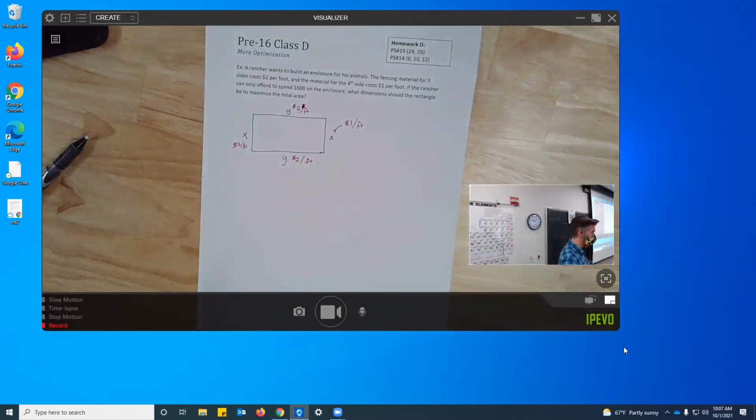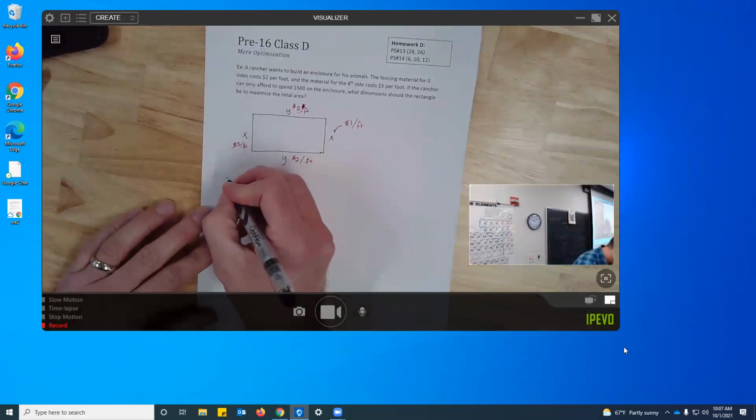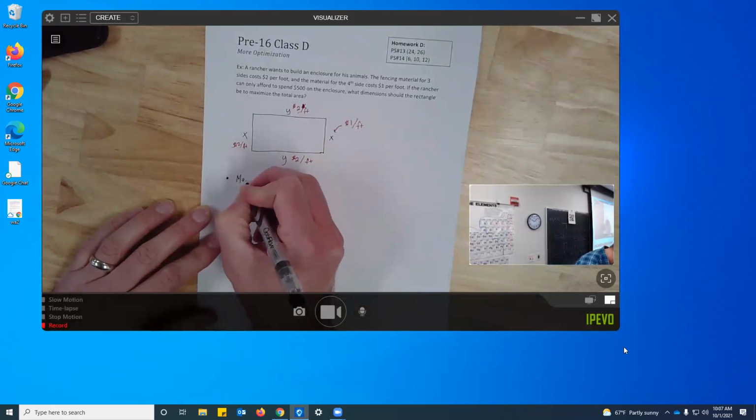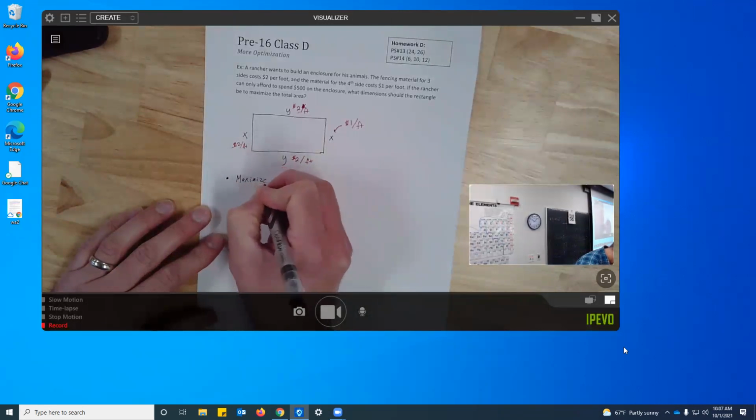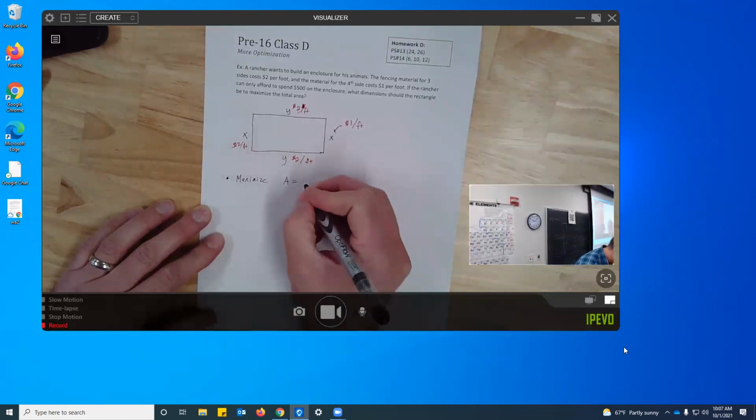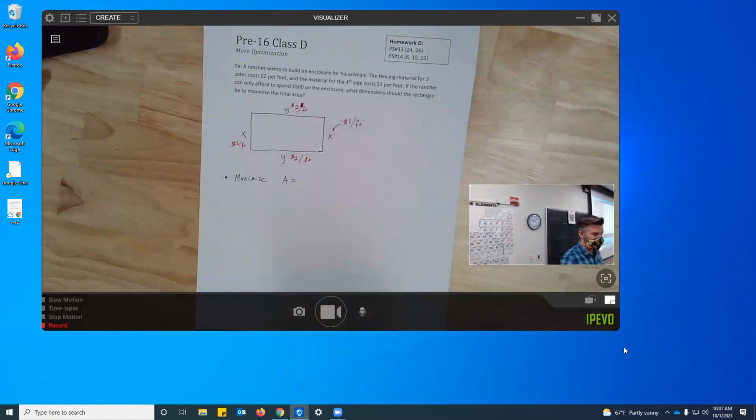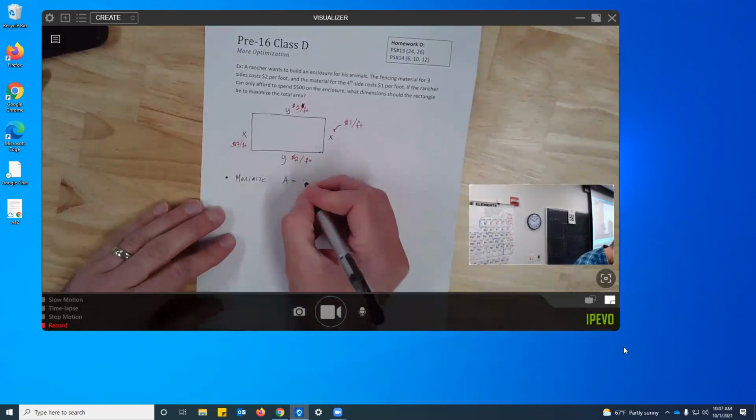But before we get to the constraint, we should be thinking about what we want to optimize. Well, we want the dimensions that maximize the total area. So we're trying to maximize area. Area equal to a rectangle is just length times width, or one variable times the other, right? X times Y in this case.